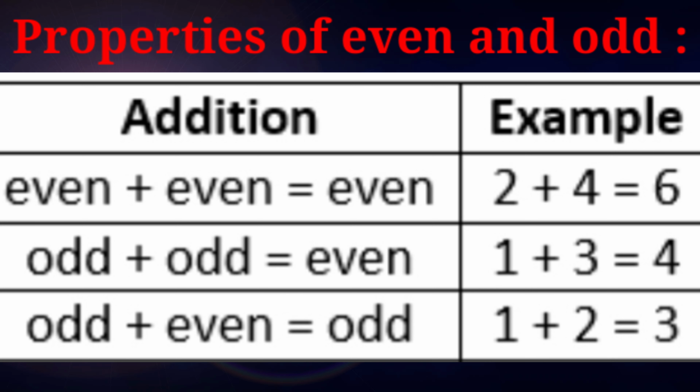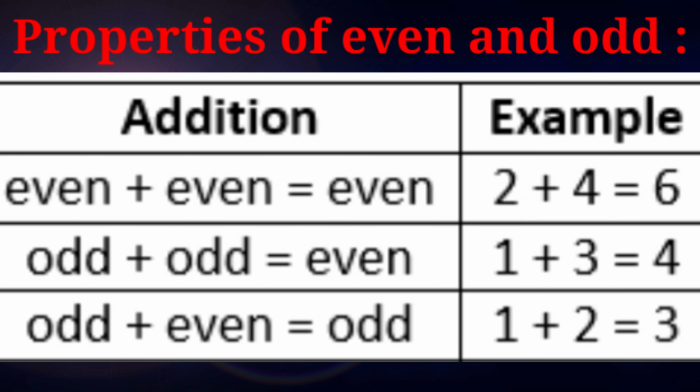For example, 1 plus 3 is equal to 4. When we add any two odd numbers, we get an even number only. Now the third property is, when we add one number that is odd and another number that is even, then the answer will always be an odd number only. For example, 1 plus 2 is equal to 3.